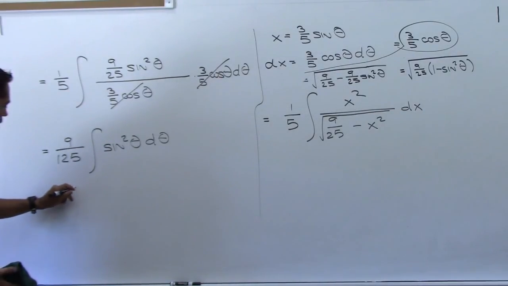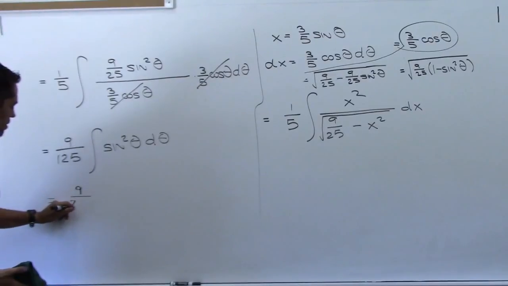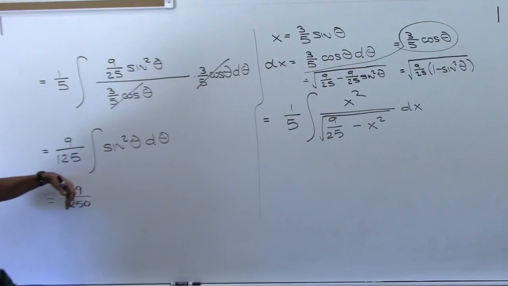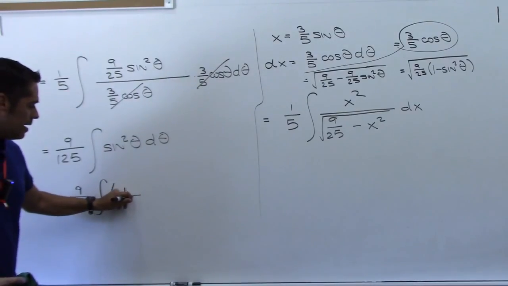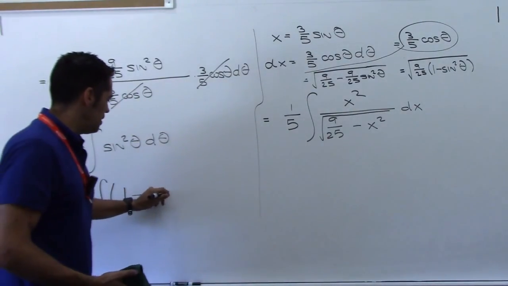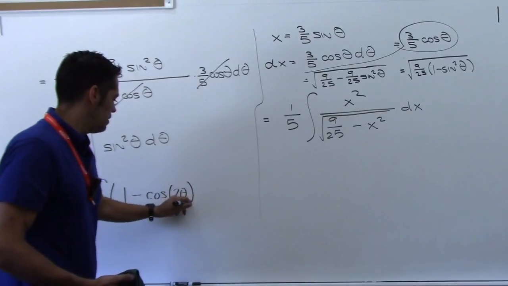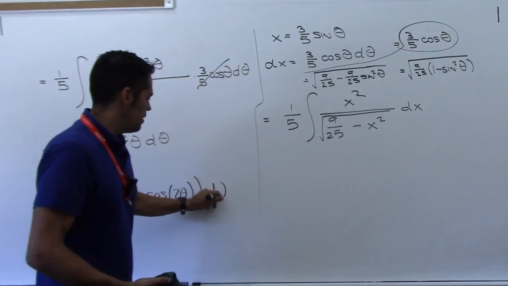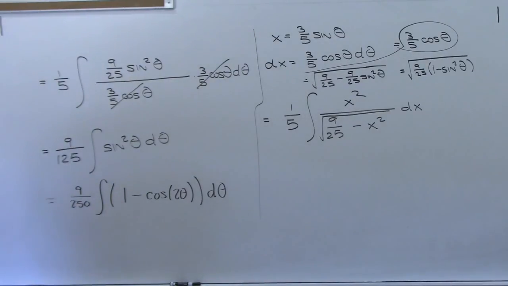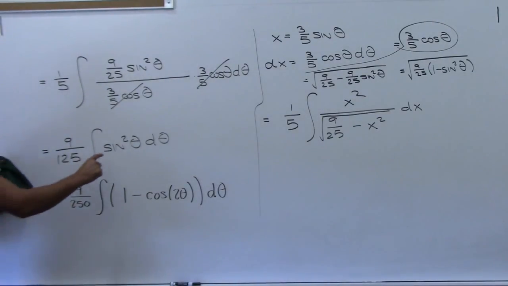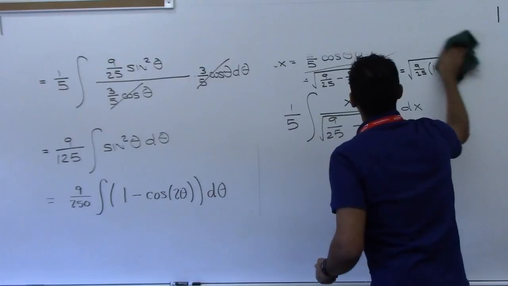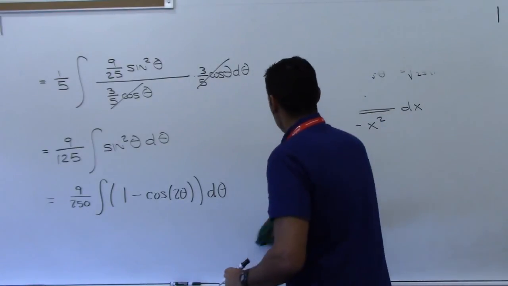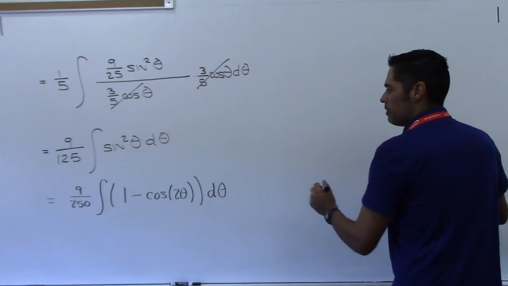Right, so I'm going to rewrite here 9/250ths, because the 1/2 is going to come out of that formula, integral 1 minus cosine 2 theta d theta. So that 1/2 brought it out. Are we good? Yay, nay? Okay, so now antiderivative of each of those, right?